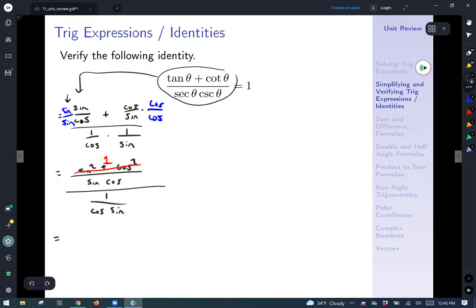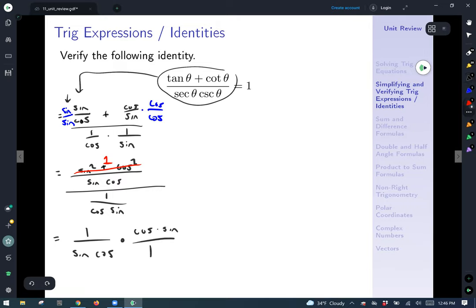We have one over sine cosine, all over one over sine cosine. That's the same thing over the same thing. If you see that, you can see that it's one, but I honestly wouldn't until I said it out loud. What I would do is I'd take the top one and divide it by the bottom one, which means multiply by the reciprocal of the denominator, which gives us cosine times sine over one.